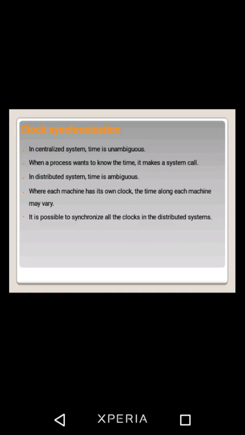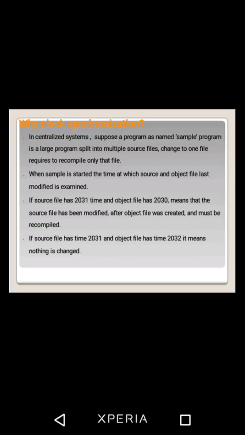We know that distributed databases have different machines where each machine has its own clock and the time along each machine may vary. In a distributed system, achieving agreement on time is not trivial. Let us see why clock synchronization is important in distributed databases.